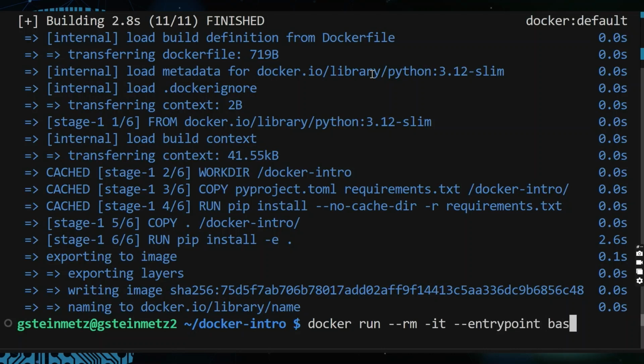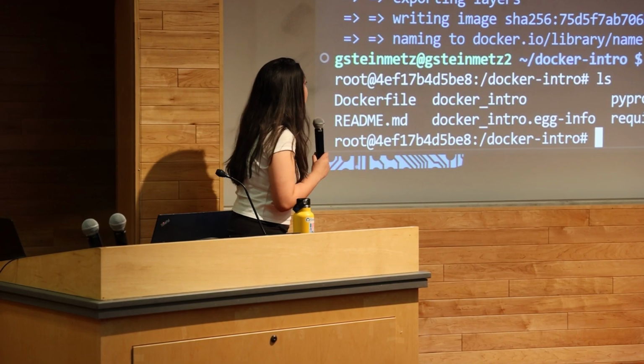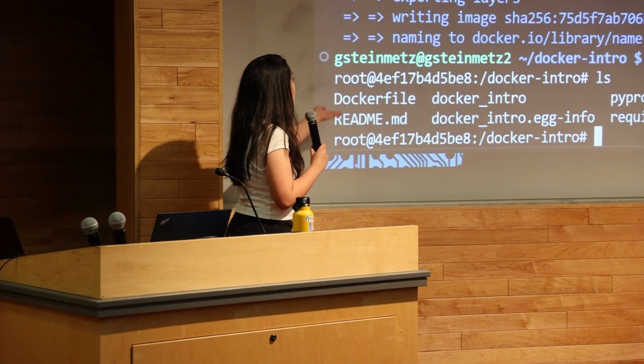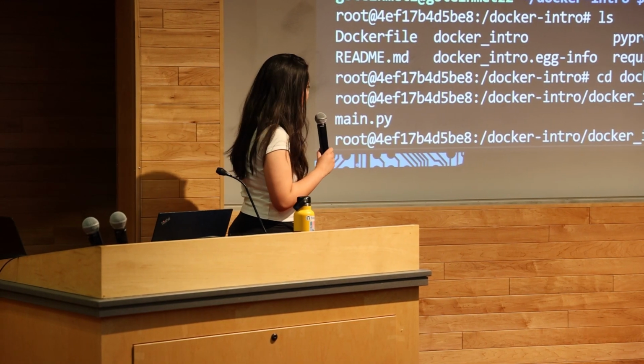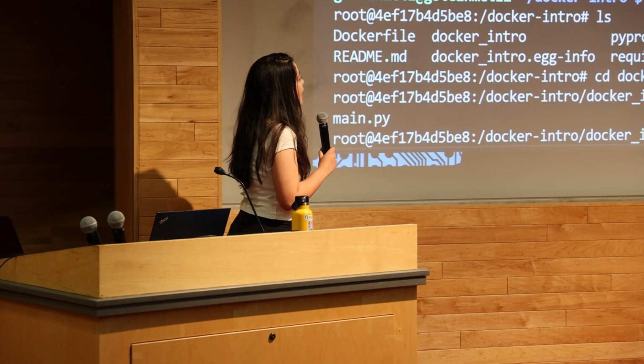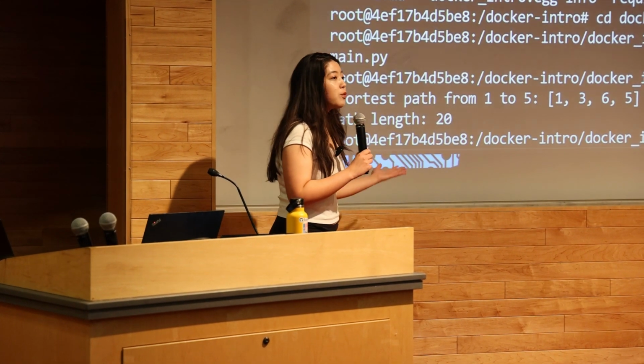And then now we're running. We want to remove extra cache. We want an interactive entry point in bash with the name. And then now, all of a sudden, you are in your own container. And so now when you run Python main.py, whoa, you don't have to install any dependencies. They're all gone. Docker already built your dependencies for you.